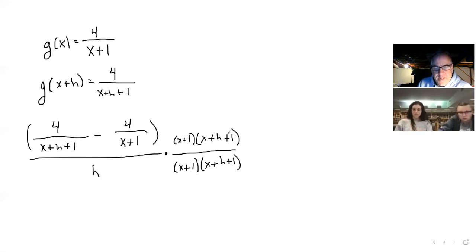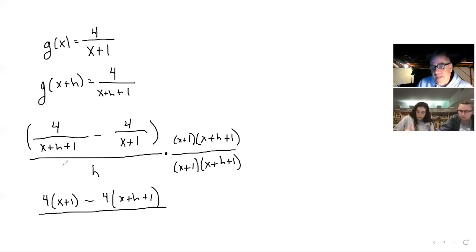on the first term, I'm going to get the x plus h plus 1s to cancel out. And I would be left with 4 times x plus 1 minus. And then distributing onto here, I get the x plus 1s to cancel out. So I would have 4 times x plus h plus 1. Now on the bottom, distributing to the bottom, nothing cancels. You're going to have h times x plus 1 times x plus h plus 1. But the complex fraction is now gone.